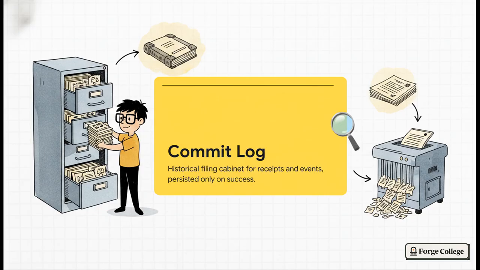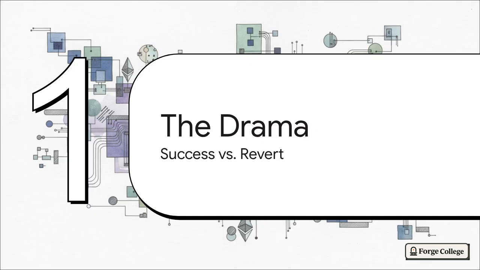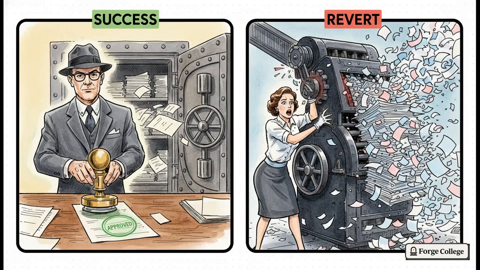If the paperwork isn't fully approved, those receipts go straight into the shredder, no exceptions. Section 3. The drama, success versus revert. Which brings us to the real drama of the EVM. What happens when the bureaucracy rejects your paperwork? Well, the rules here are incredibly strict.